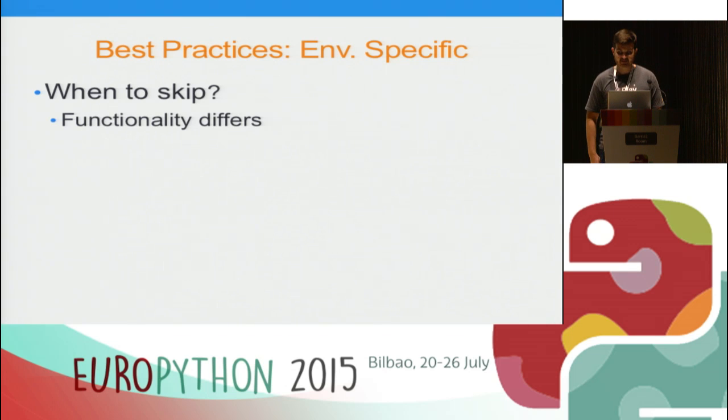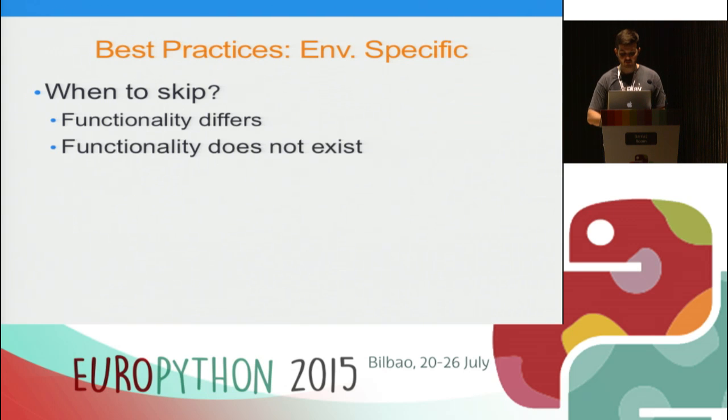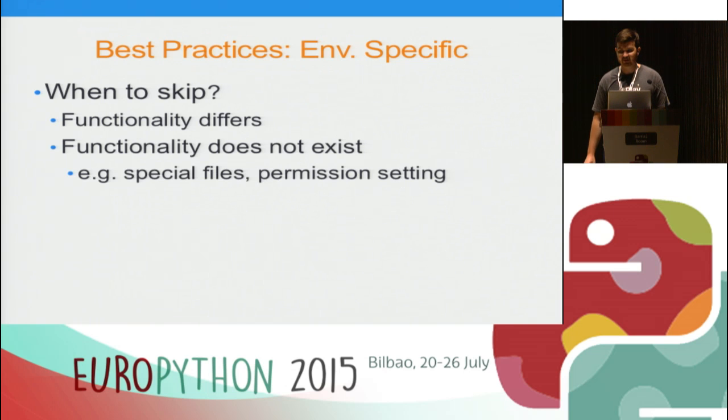Ideally, you should only be skipping tests if the functionality you expect differs. So like the output differs based off what operating system or Python version you're using, or if the functionality just straight up doesn't exist. So if you're testing special files such as symbolic links or socket files on Linux that don't have any representation in Windows, it's appropriate to skip here.